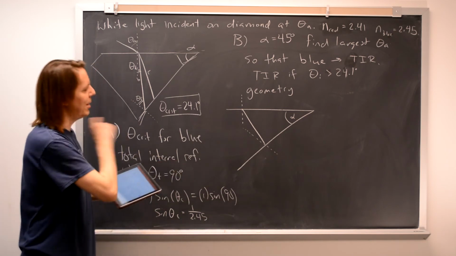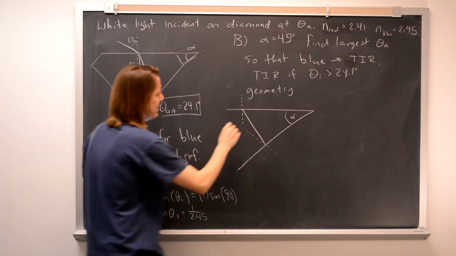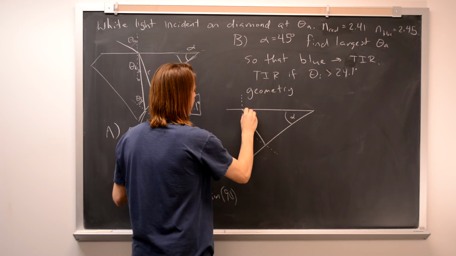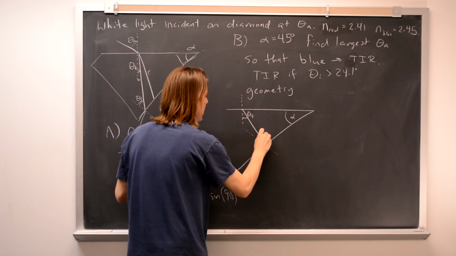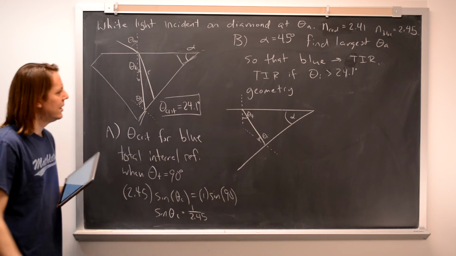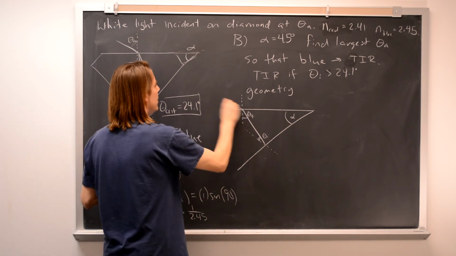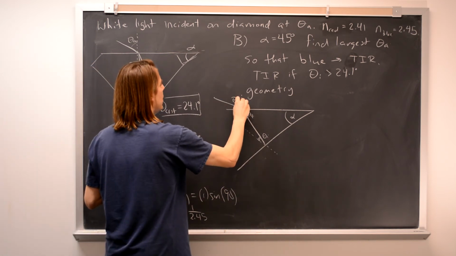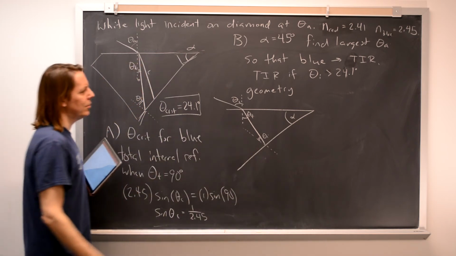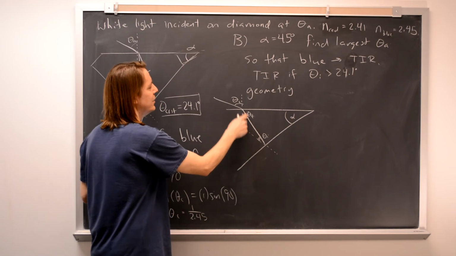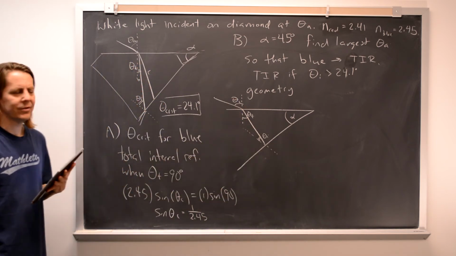And then the light bounces. So here is theta t, and here is theta I. And we have to find theta A. And that's what we're working on. So you can probably tell we really just need to find theta t and then use Snell's law to get theta A. That's the strategy.